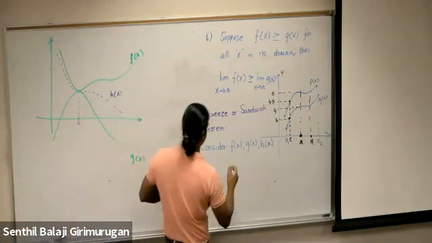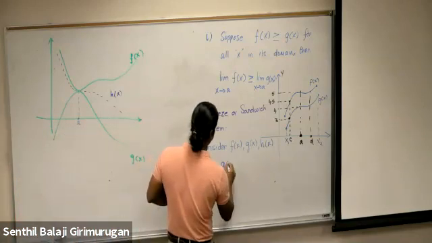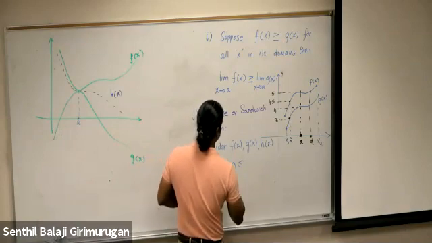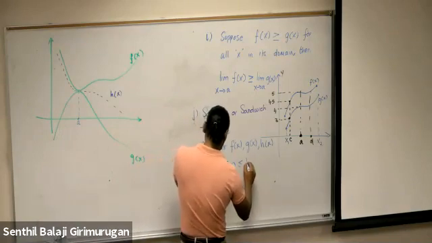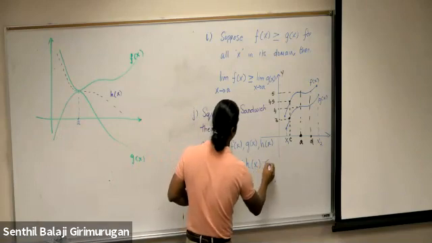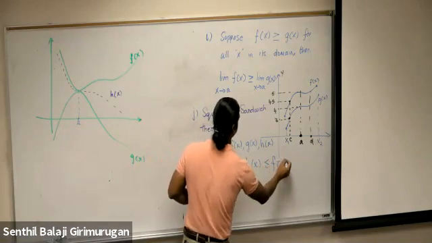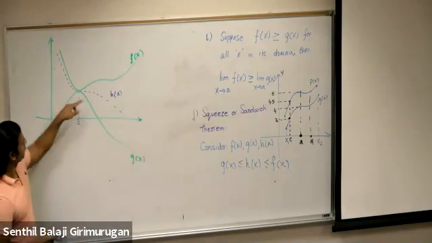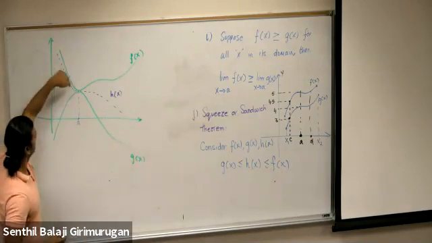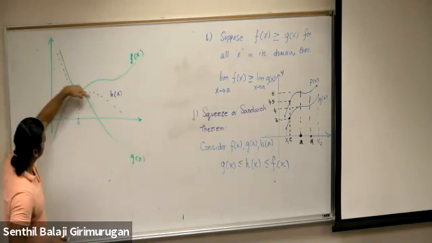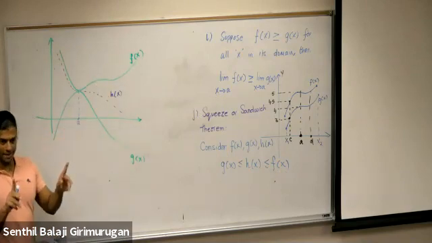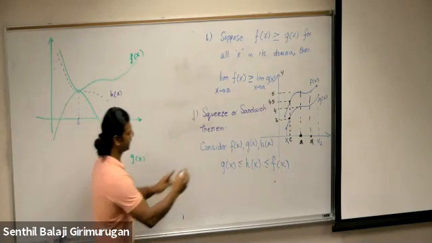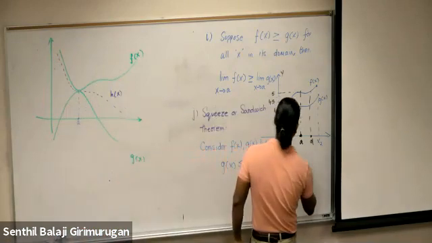So I would have this condition that g of x is less than or equal to h of x, which is less than or equal to f of x. Do we agree? So g is less than h, which is less than f at that point, let's say at x is equal to a.